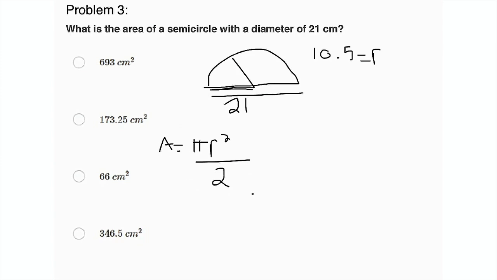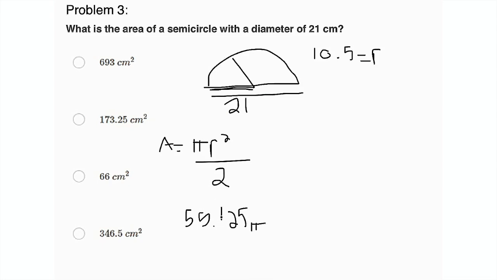So I'm going to do the same on my end. So r squared, 10.5 squared. That is going to be 10.5 times 10.5. That's 110.25. And then I know I need to divide that by 2. So that gives me 55.125, and we need to multiply that by pi.